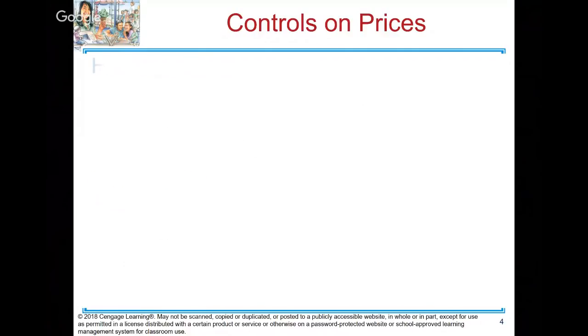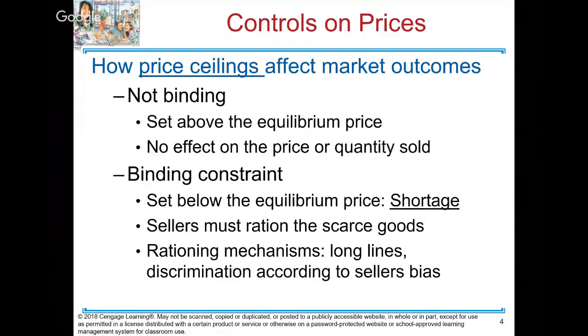Okay. Now, when you have a price floor or price ceiling, there's a difference between a binding and a non-binding one. Binding means it actually causes a change. When you have a binding price control, either ceiling or floor, it changes the market price, which means the market outcome will be changed as well. We're going to go over that more in the later slides.